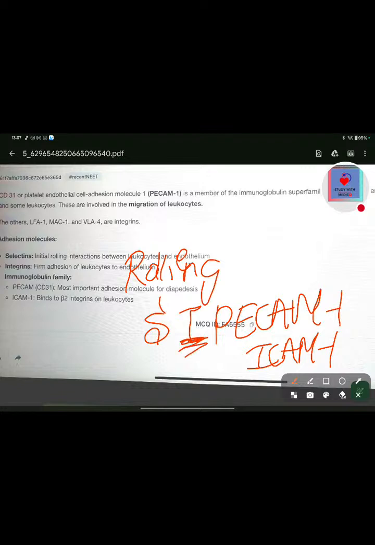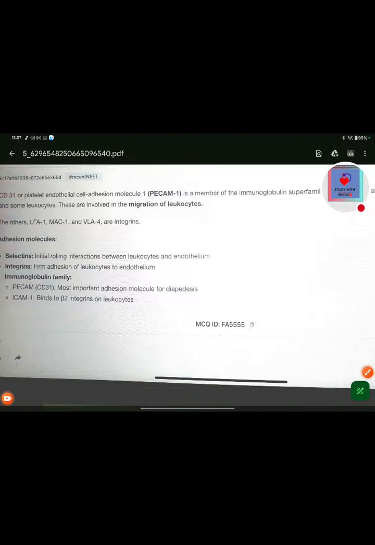Integrins cause the leukocyte adhesion, firm adhesion of leukocytes with the endothelium. So, what is the work of the integrins? Integrins will cause the adhesion of leukocytes to the endothelium.